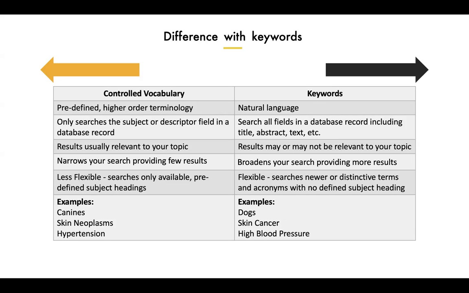The CV is less flexible than keywords because it searches only available predefined subject headings, while keywords search newer or distinctive terms and acronyms with no defined subject headings. Here are some examples.